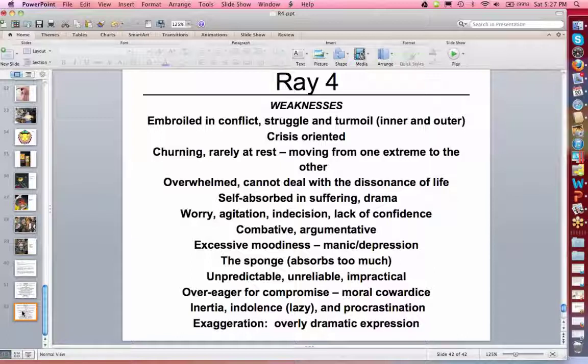It can be inertia, a state of inertia, as opposed to activity or hilarity. It's the lower side of the middle, right? Inertia, indolence or laziness, and can procrastinate. These people don't make a decision right away. They put it off because that's what they do. And of course, exaggeration or overly dramatic expression.